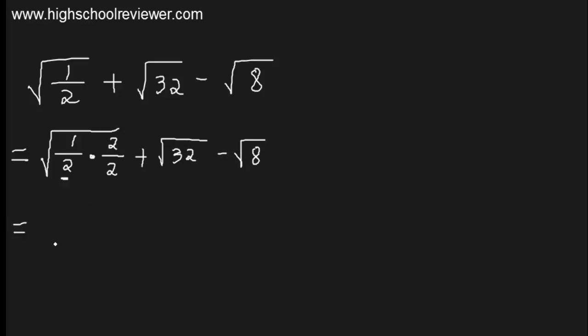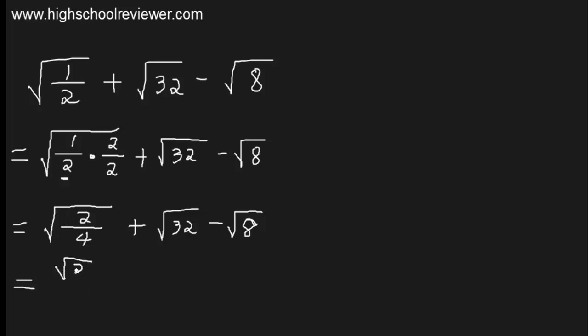Okay, so we will have here this square root 1 times 2, that will be positive 2, all over 2 times 2, that is positive 4, plus the square root of 32 minus the square root of 8. Okay, so we can rewrite square root of 2 over 4 as the square root of 2 all over the square root of 4. Okay, and then we will now touch positive square root of 32 and negative square root of 8.